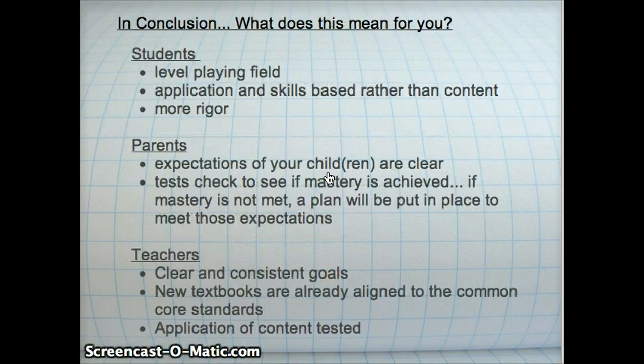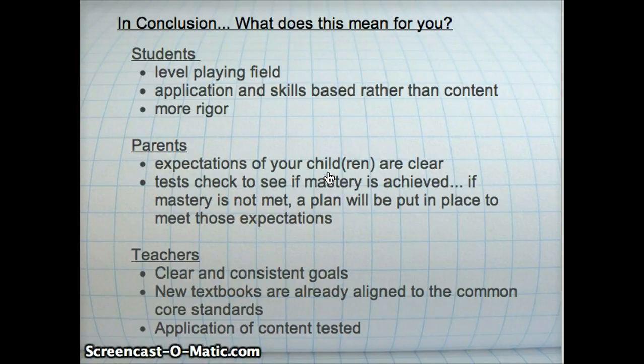In conclusion, what does this mean for you? Well, if you're a student, that means there's a level playing field. What I mean by that is everyone across the country will have the same set of standards. So if you're competing for scholarships from students from Maryland and California, you all will be on the level playing field for that scholarship. Also, the standards are application and skills based rather than content based, and they're more rigorous.